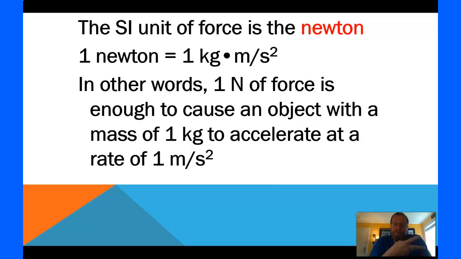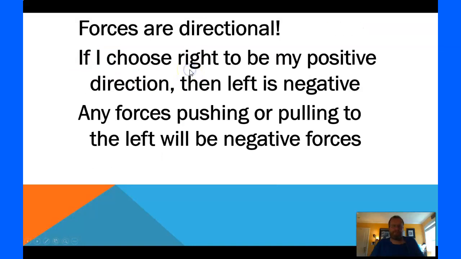If you want 2 kilograms to accelerate 1 meter per second squared, you've got to have 2 Newtons of force, etc., etc. We'll get into that later on. That's Newton's second law. Let's get on with force and Newton's first law, shall we?